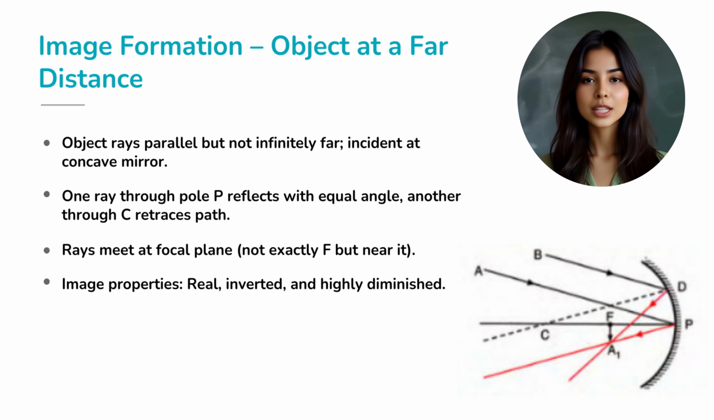Now let's bring our object a little closer. Suppose you're looking at a faraway tree through a concave shaving mirror. The rays coming from it are not exactly parallel but nearly so. One ray strikes at the pole P, reflects back with equal angle, while another sneaks through the center of curvature and retraces its steps. Both rays intersect not at focus but at the focal plane, a little screen just beyond the mirror's focus. The image here is still real and inverted, but now it's highly diminished. Think of it as compressing a tall tree into a tiny matchstick version on your mirror.